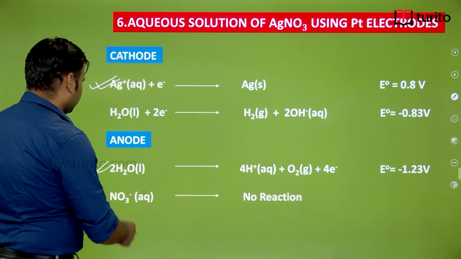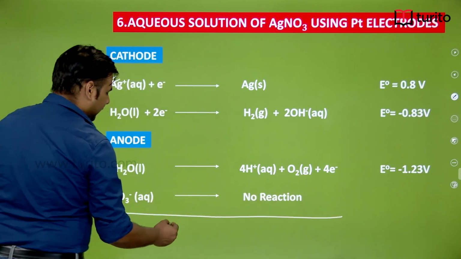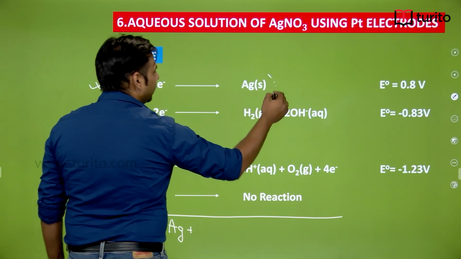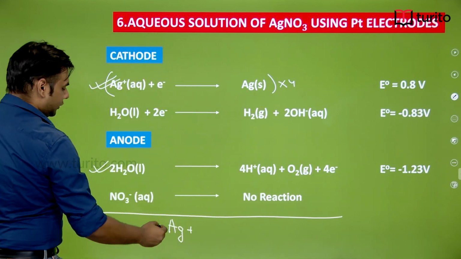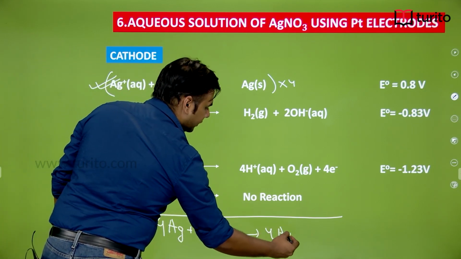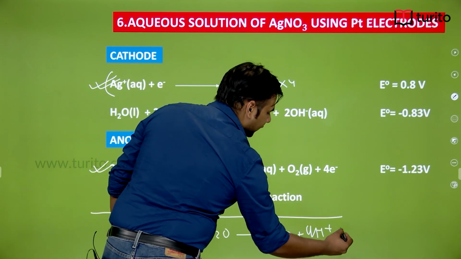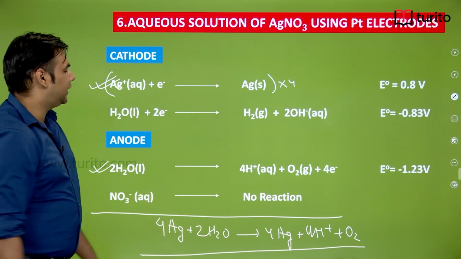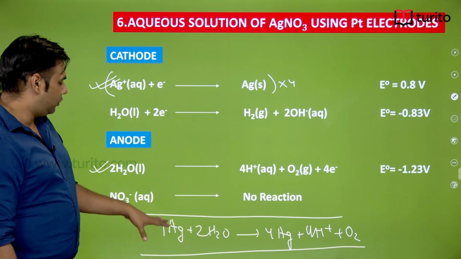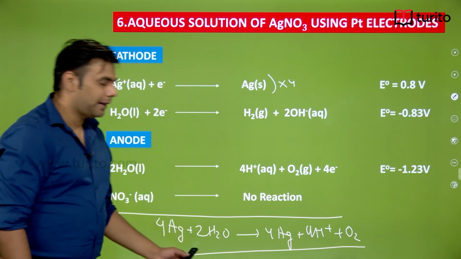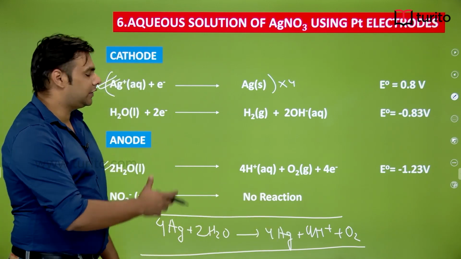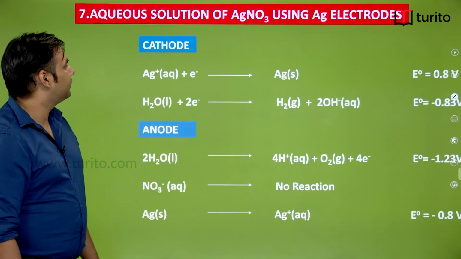So the overall reaction of this would be Ag+, you have to multiply this with 4, so that when we add them the electrons get cancelled. So 4Ag+ and 2H2O change into 4Ag plus 4H+ plus O2. So we will say that at the cathode silver is getting deposited, at the anode O2 is getting evolved. I hope this point is clear to you. So again in this we will say that after the electrolysis of this solution, the solution will become acidic in nature.